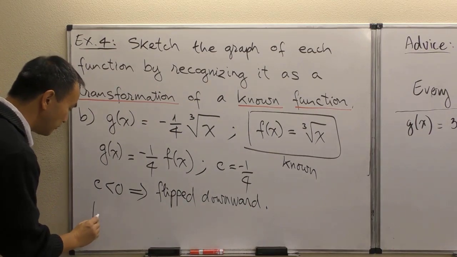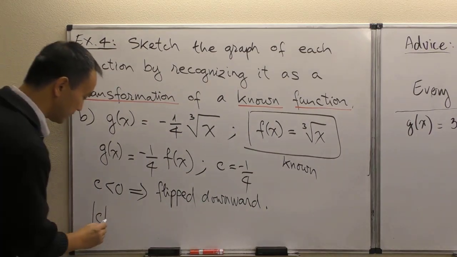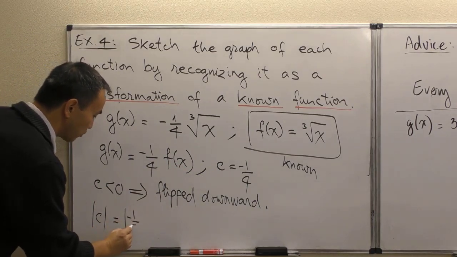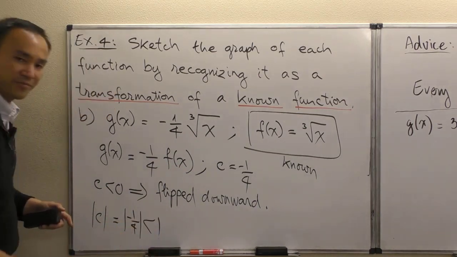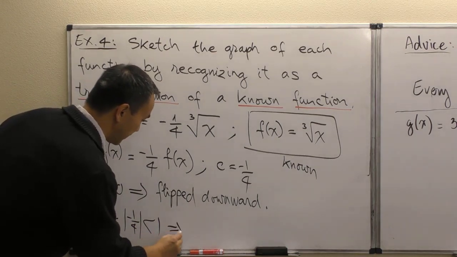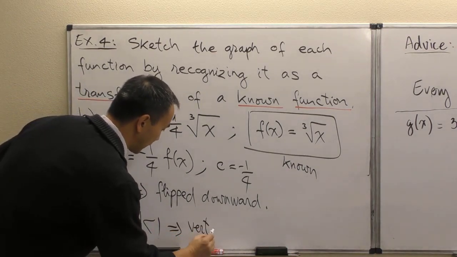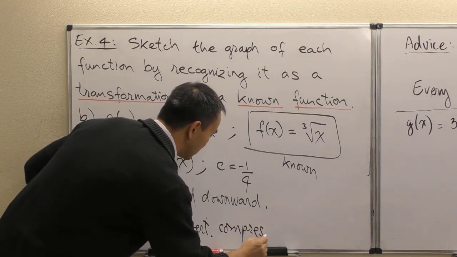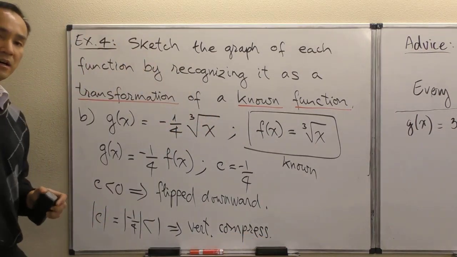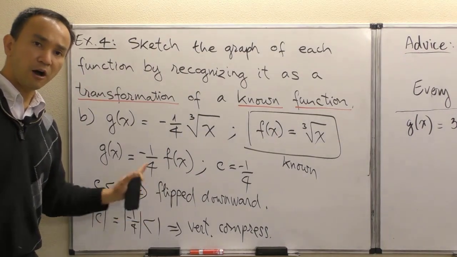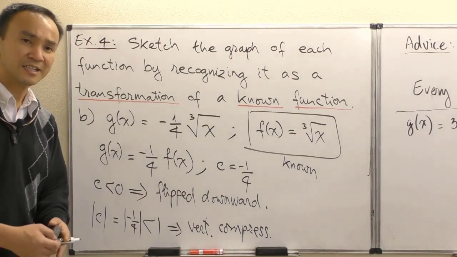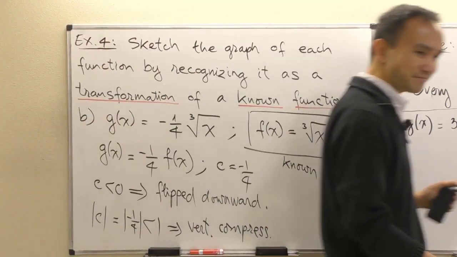Since the absolute value of c, the absolute value of negative 1/4, is less than 1, I'm expecting a vertical compression. Okay, it's a vertical compression. But putting both of these details together can become hard, so I'm going to stick with that advice again.